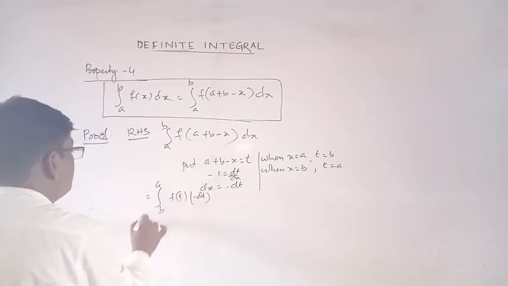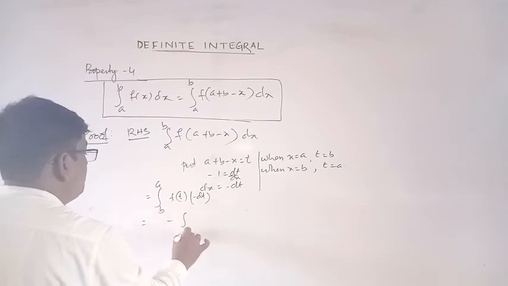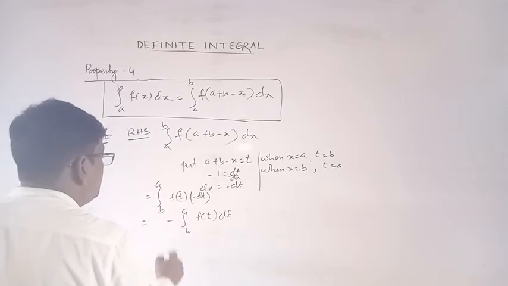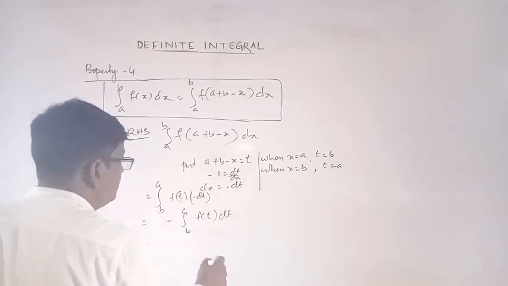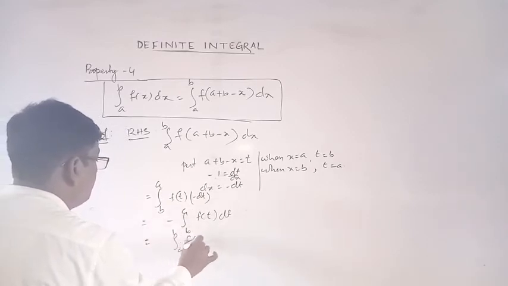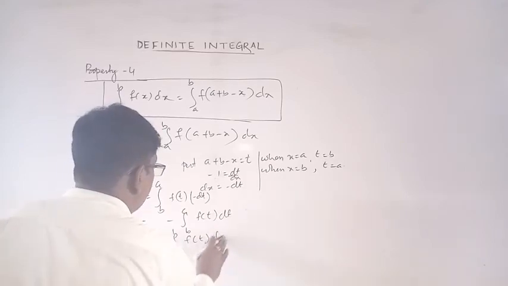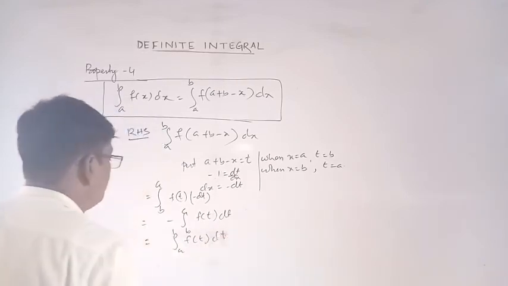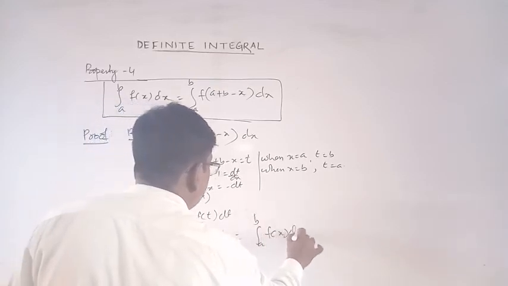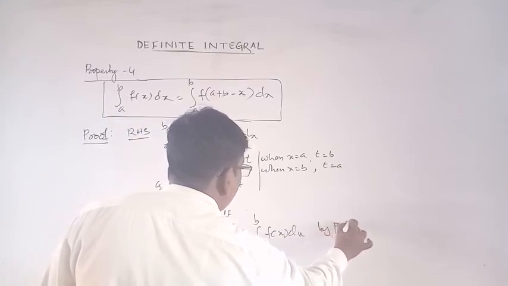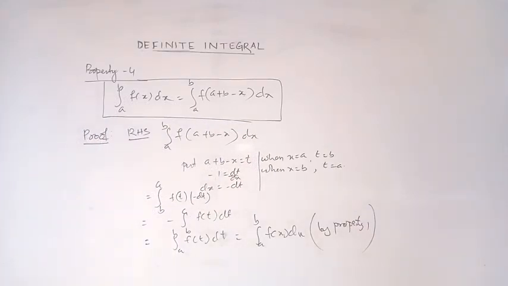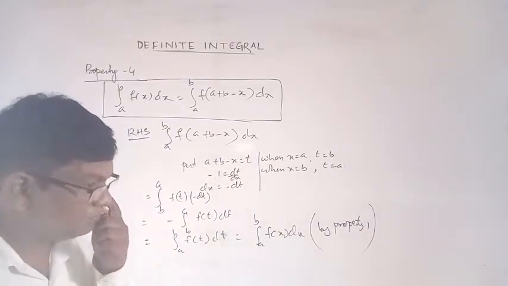So this is equal to minus integration b to a f of t dt. If we change the limits, this is integration a to b f of t dt. By property 1, integration a to b f of t dt is equal to integration a to b f of x dx. This is proved. Now some problems based on property 4.